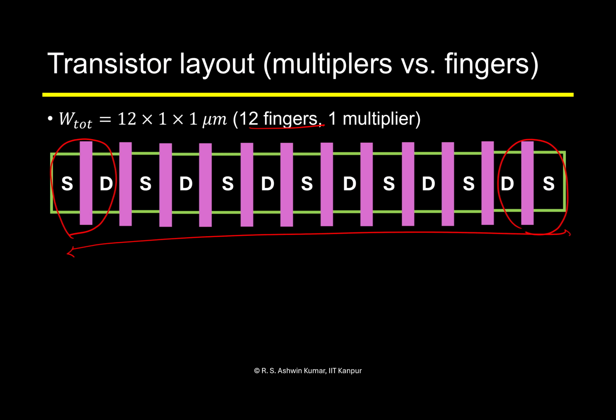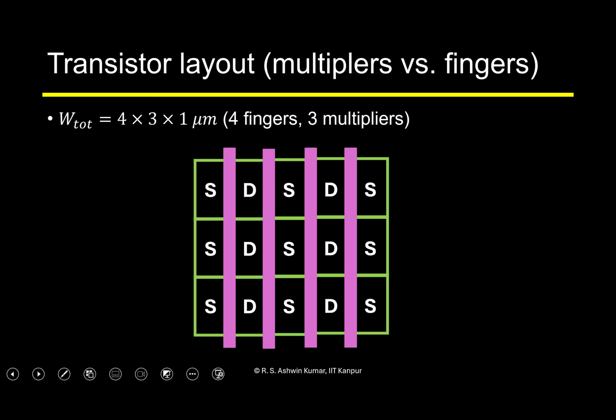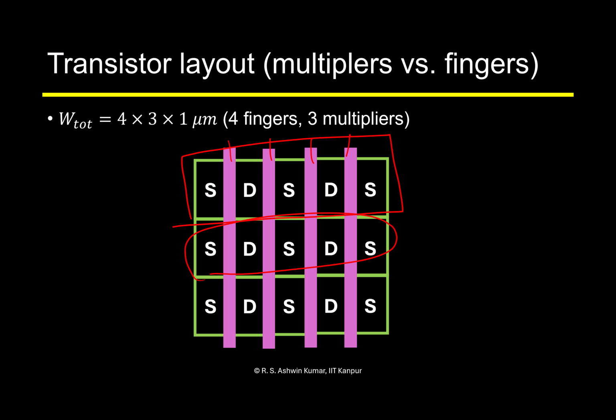As we already know, if they are spaced physically far apart, matching cannot be so good. So what do we suggest we can do? You have a 2D structure. That basically means I'll have a 4-finger structure like this. As you see, 1, 2, 3, 4. This is a 4-finger transistor. I'm putting 3 of them in parallel. So 4 fingers and 3 multipliers, and I have to connect them finally.